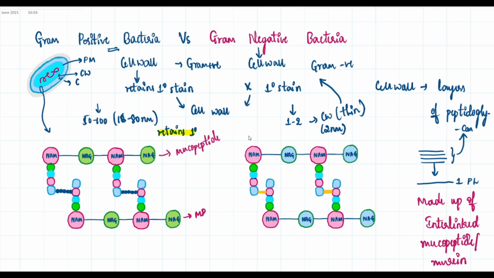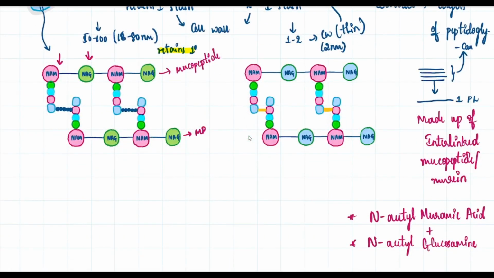Okay. Now I will discuss how these mucopeptides, which are made up of alternating units of N-acetyl muramic acid and N-acetyl glucosamine, are interlinked with each other. The interlinks vary in gram-positive and gram-negative bacteria. Up till now, they have shared a single character. They are made up of peptidoglycan layer. The only difference is thickness. And the peptidoglycan layer consists of interlinked mucopeptide. That interlink aspect varies in gram-positive and gram-negative bacteria.